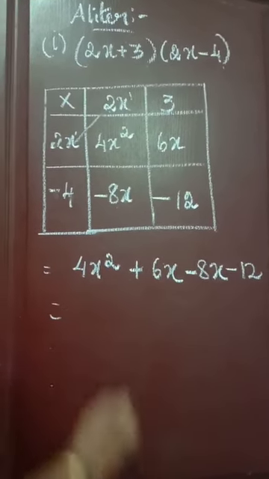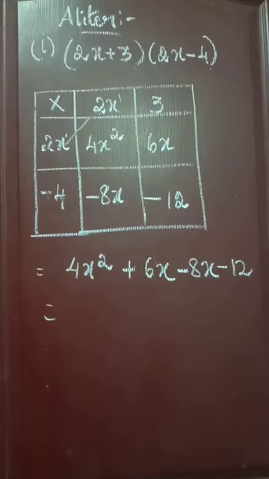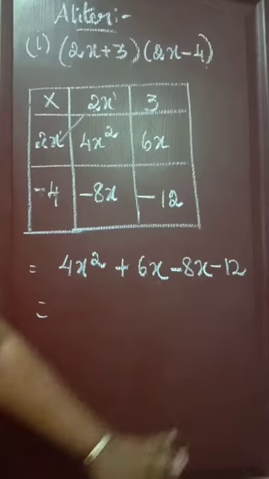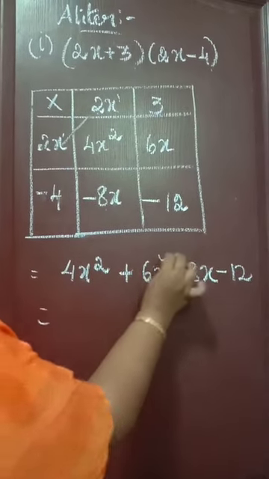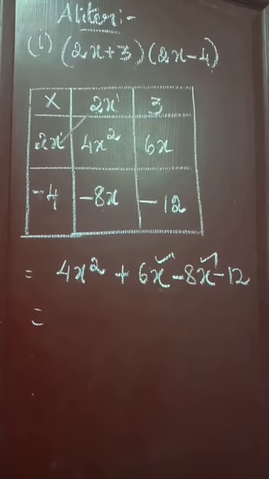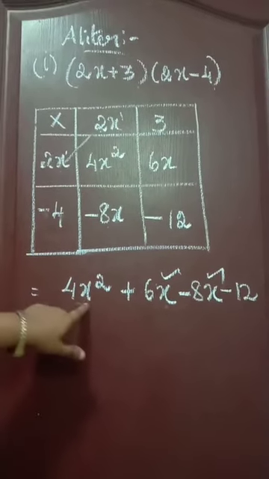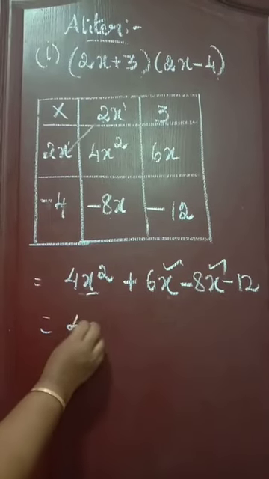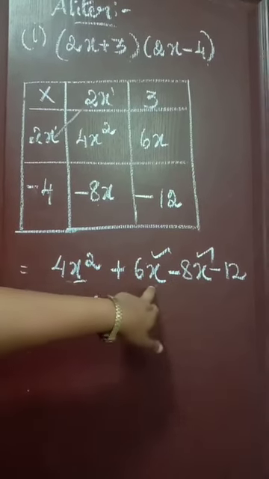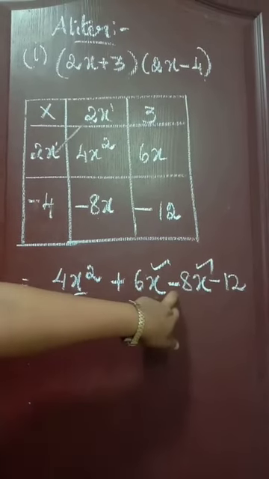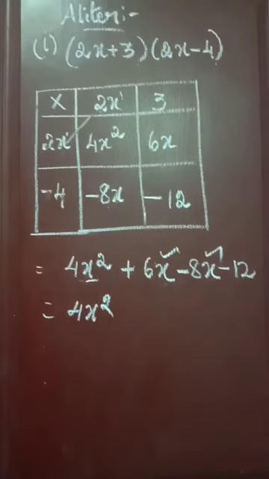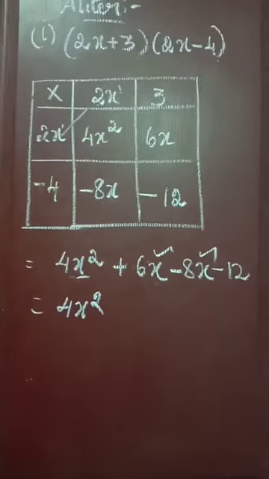Next, what is the x term? Here x square. Here x term. Here x term. Last one without variable. These two terms are like terms, so you have to add or subtract the like terms. This is an unlike term because it is x square, so you write the x square term. Next, these two of them are x terms. One is plus, another one is minus, means add or subtract. Yes, you have to subtract.